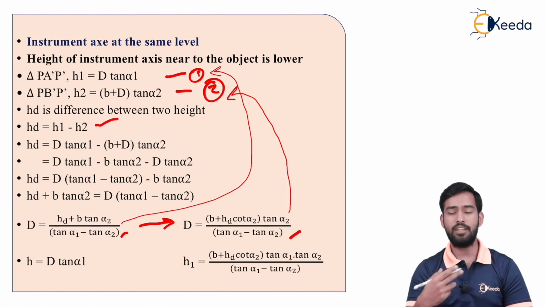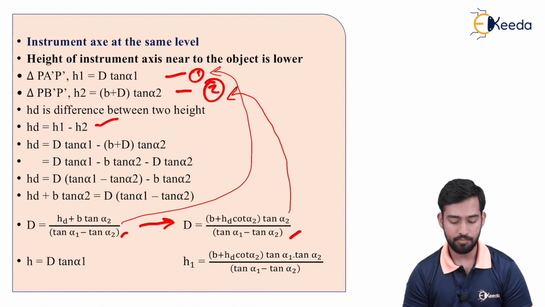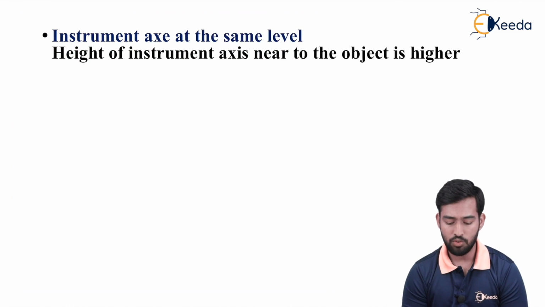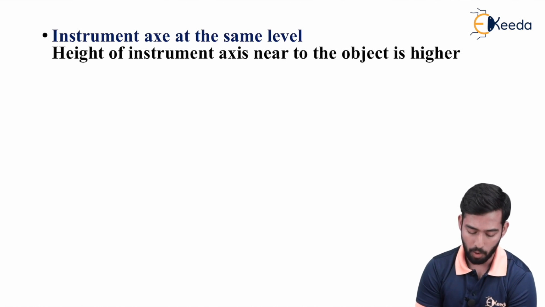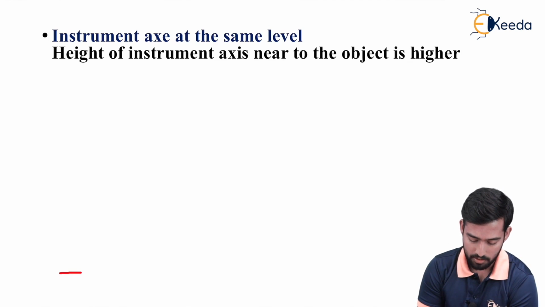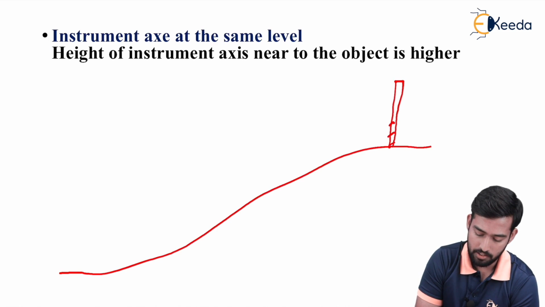Now there is one more case. In this case, what happened? The instrument axis is at the same level, but the height of the instrument near to the object is higher. Now it is the second case, a continuation of the second case only, but here the problem is the height of your instrument axis and your object P.